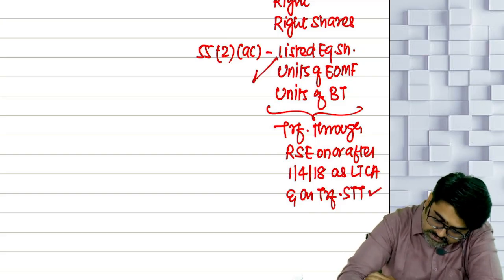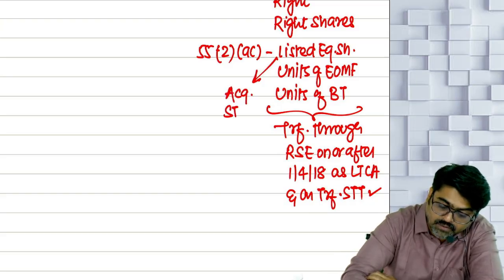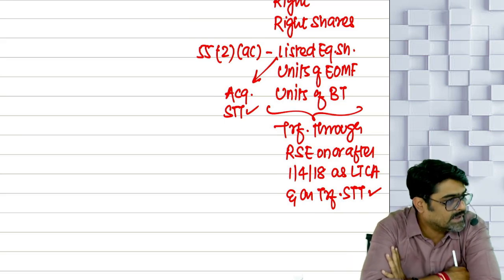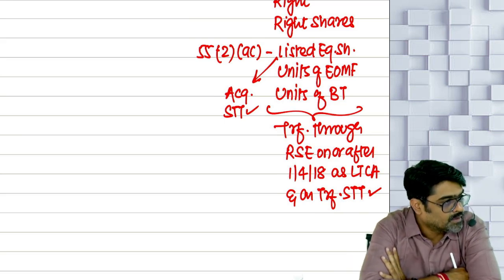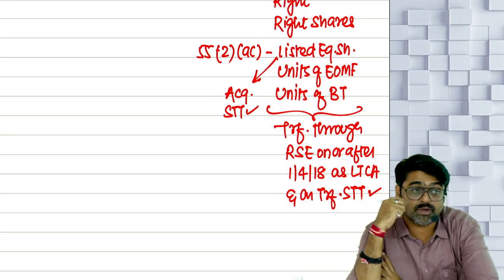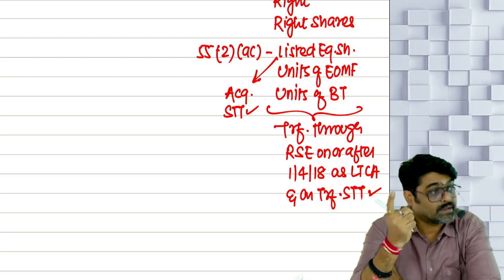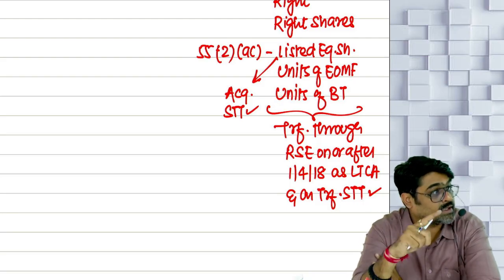And if it was listed equity shares, in the case of listed equity shares, at the time of acquisition also the STT was paid. So if any of these three assets are transferred on or after 1st April 2018 on a recognized stock exchange, and at the time of transfer through recognized stock exchange, you are paying what?